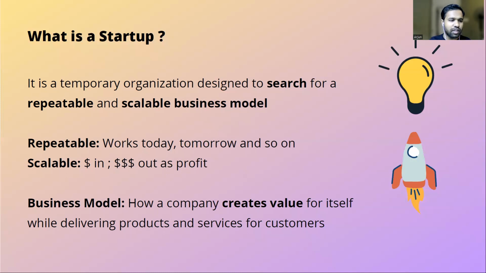Scalable in the sense that if they spend $1 to make a product, and if they are able to sell it at $5 or $10, then they are getting 5 times or 10 times as profit. So it also needs to be scalable, and it needs to be growing. So this is what a business model is like. It should be repeatable and scalable. If Samsung is able to sell you a mobile phone today, then probably the next year also they should be able to sell a mobile phone, if not to you, at least to customers like you.